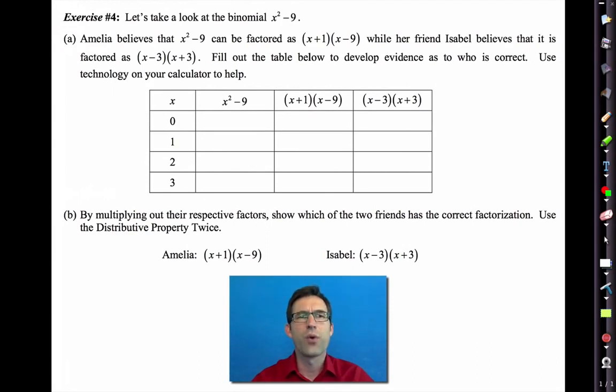Okay, exercise 4. Let's take a look at the binomial x squared minus 9. Amelia believes that x squared minus 9 can be factored as x plus 1 times x minus 9, while her friend Isabel believes that it is factored as x minus 3 times x plus 3. Fill out the table below to develop evidence as to who is correct. Use technology on your calculator to help.